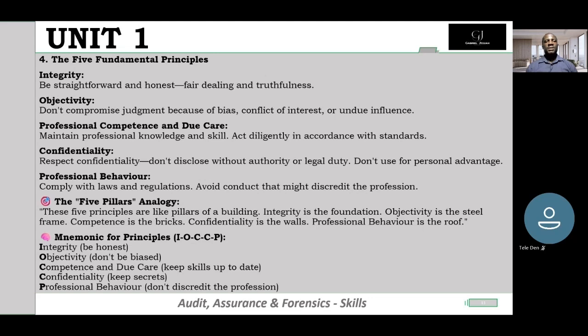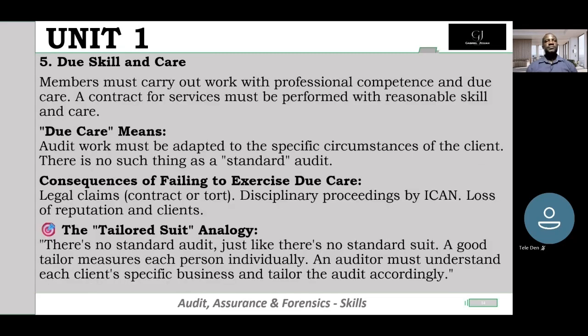And here is a mnemonic to help you remember: IOCCP. So integrity means be honest. O is objectivity, don't be biased. Competence and due care means keep skills up to date. And confidentiality means keep secrets. And professional behavior means don't discredit the profession. This is very, very important to take note of.